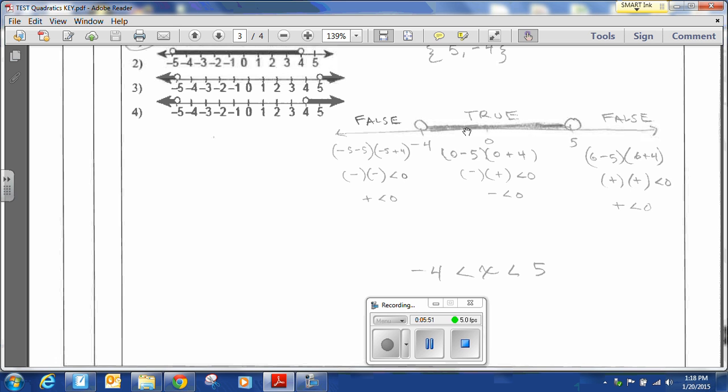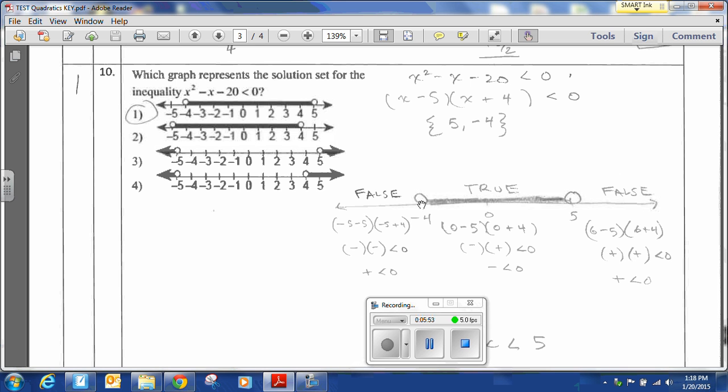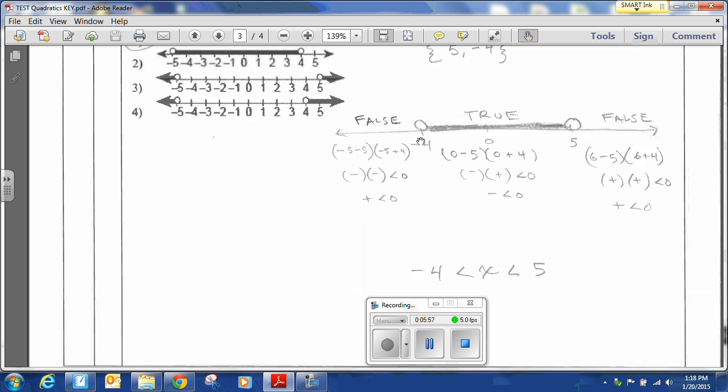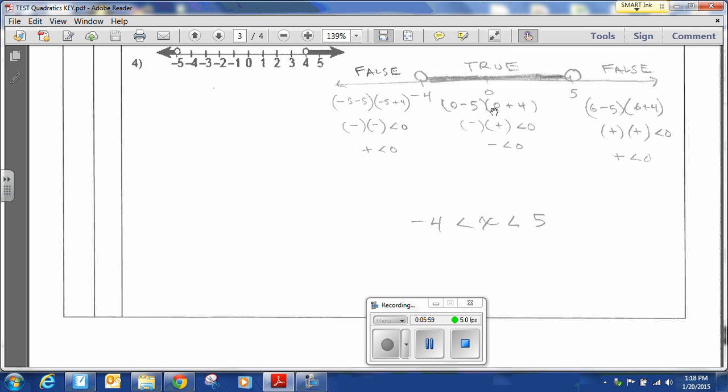It's false, true, false. We use open dots because it's only less than, not the equal to piece. And finally, we write our answer like this: -4 less than x less than 5. This is a compound inequality, and we shade between the 2 points.